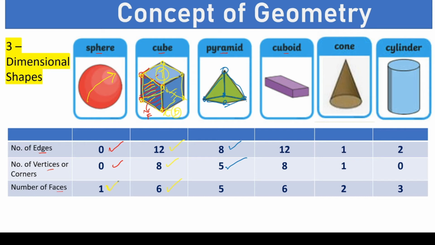Coming to the faces. Now the faces, there is one face of the square at the bottom and 4 faces of the triangle which join to the apex from the 4 points, hence 4 plus 1 that makes it 5 faces. Now let's come to cuboid.